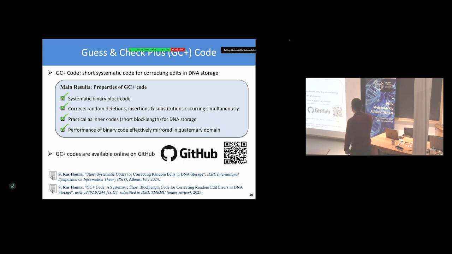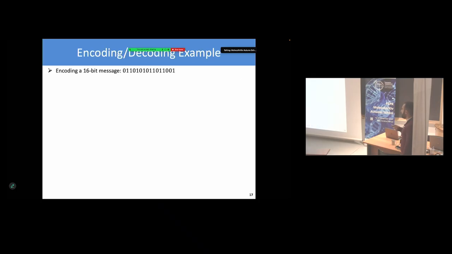So the GC Plus code, this is the code that I've worked on, and it checks multiple boxes in terms of stuff people care about when it comes to channel coding. It's implemented, it's available on GitHub, it's published, that's why I'm talking about it today. I will try to explain it in a simple example.